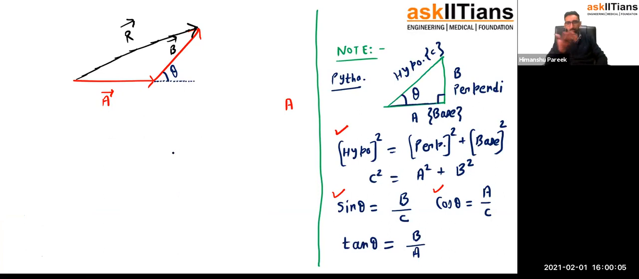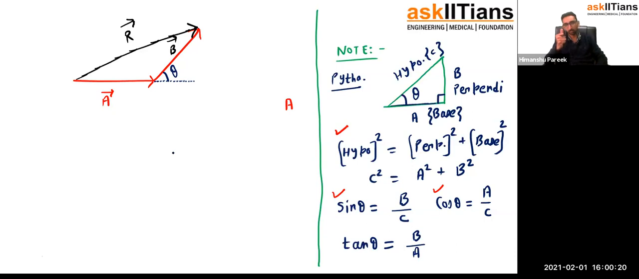Suppose this is the vector A, this is the vector B. Now, if you want to find out the angle between vectors, then you have to join them from tail to tail. That's a rule. They should not be joined head to tail to get the angle between the vectors. Always remember this.